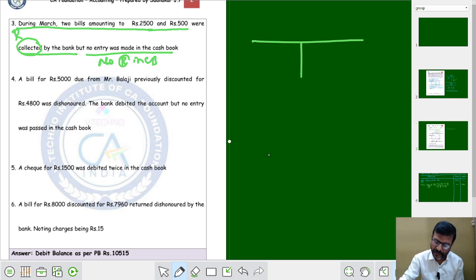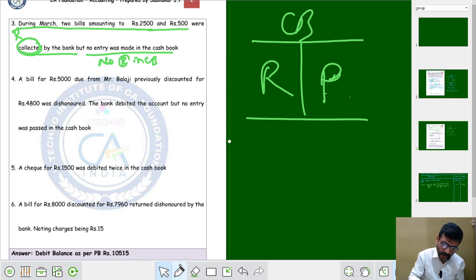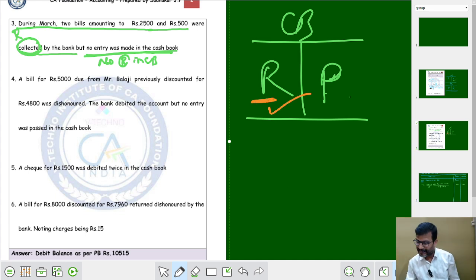Very often I tell you, this is your cash book: debit side receipt, credit side payment. See what he is telling? Collected by the bank, no entry made in the cash book means no receipt in the cash book. What is not there? No receipt in the cash book. So we have to take it on the receipt side. How many bills? Two bills, put together 2,500 and 500.